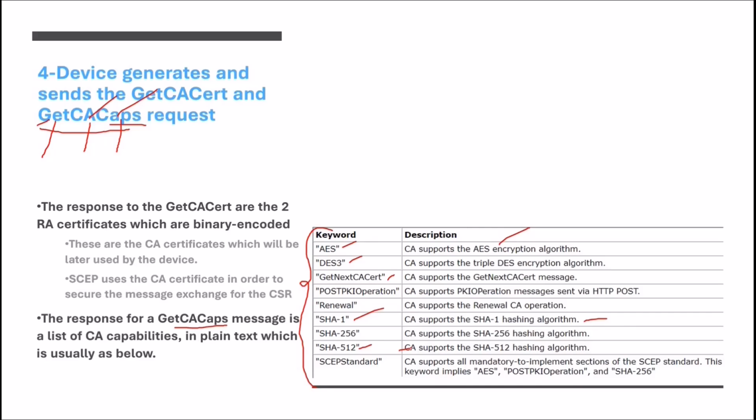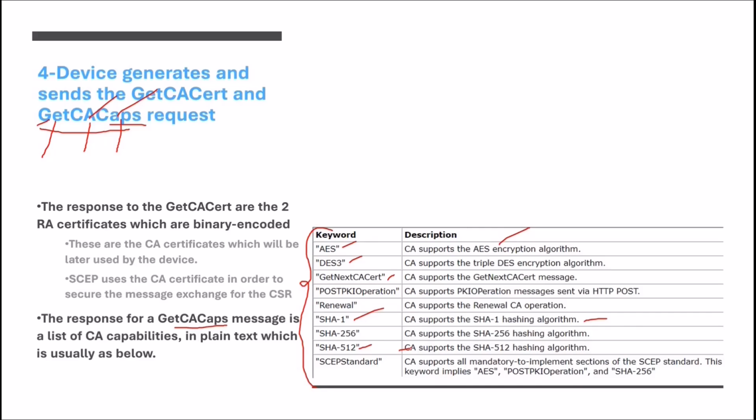Get CA caps is a request that the device is sending to the SCEP service, and it is asking the SCEP service, what are your capabilities? Tell me your capabilities so that I know whether you are even capable of issuing a certificate to me with SHA-512 or not. Let's say that SHA-512 is the hash algorithm that is needed by the device, which is mentioned in the SCEP profile. Now, the device does not know whether the CA, whether the Cloud PKI, can issue a certificate with SHA-512 or not.